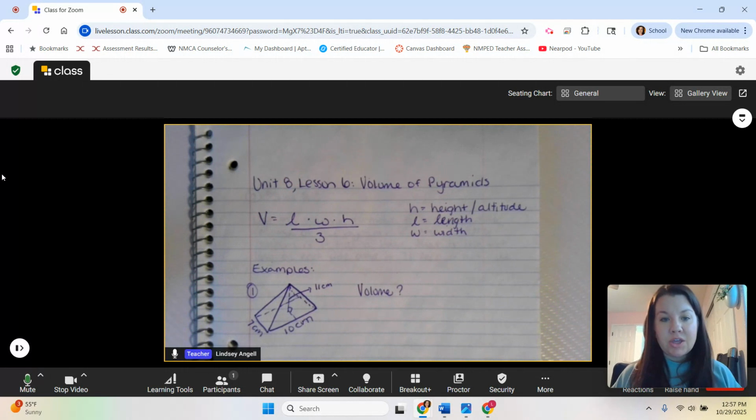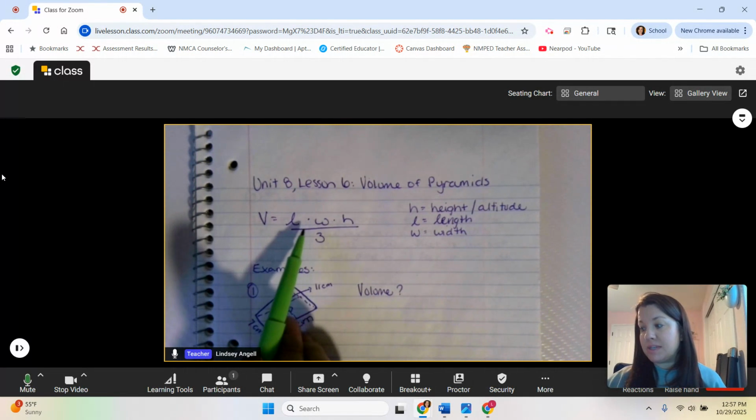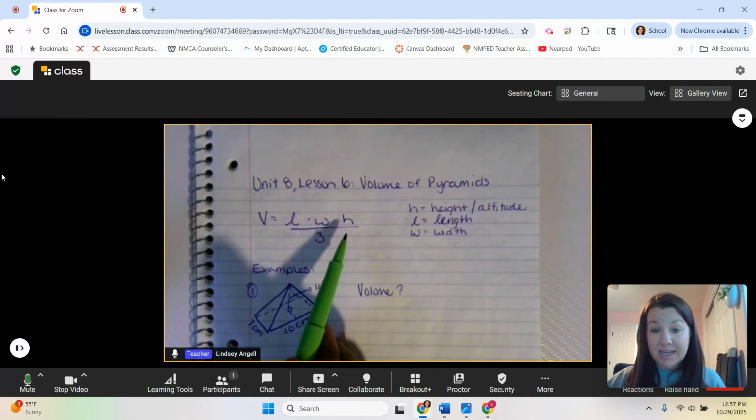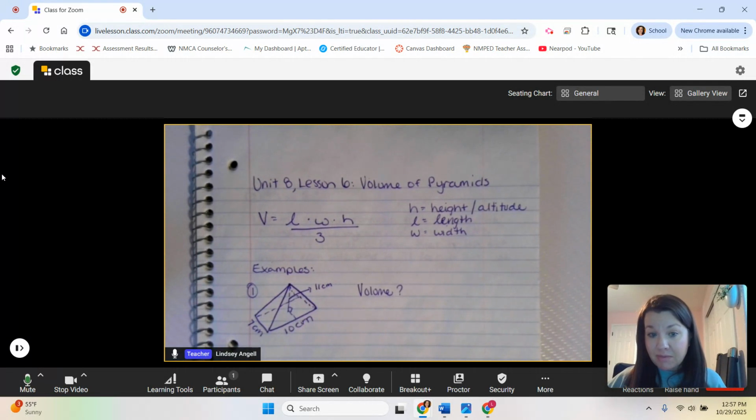So today, Unit 8, Lesson 6, Volume of Pyramids. For that, volume is equal to length times width times height, and then you're going to divide it by 3. And that's it. That's not bad, right? Volume formulas most of the time are so much easier than surface area. So hopefully that's an exciting and refreshing way to end the semester.